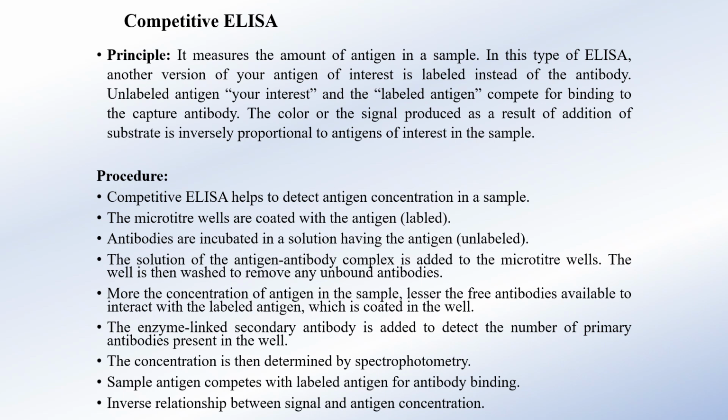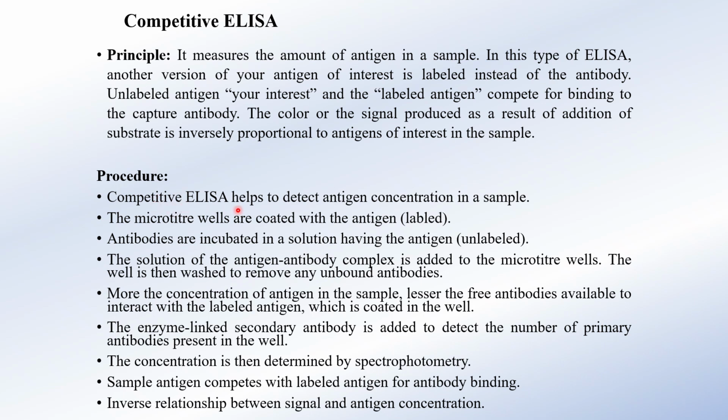The last type is the competitive ELISA technique. The principle: it measures the amount of antigen in a sample. In this type of ELISA, it is another version of your antigen of interest that is labeled instead of the antibody. Unlabeled antigen, that is your antigen of interest, and the labeled antigen compete for binding with the capture antibody. The color or the signal produced on addition of a substrate is inversely proportional to the antigen of interest in the sample. Means the color is inversely proportional to the concentration of the antigens.